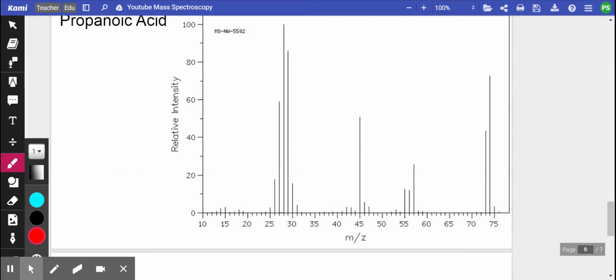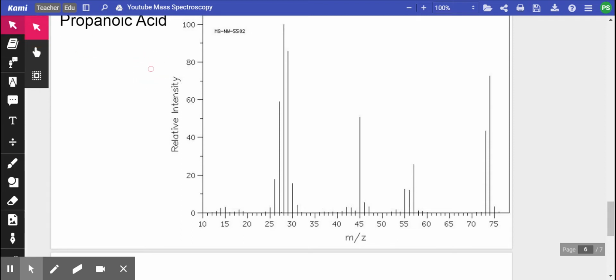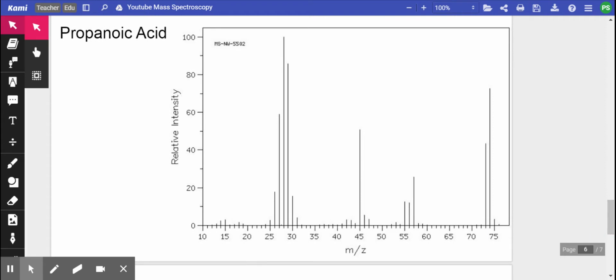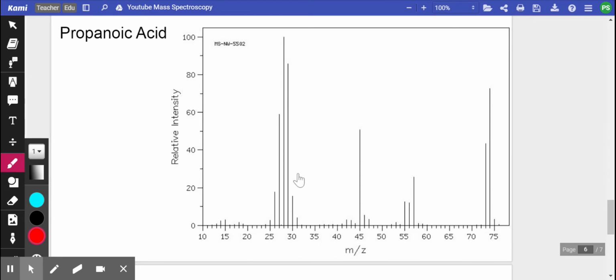Hello everyone, this is part 3 of mass spectroscopy, and we're going to analyze one more mass spectrum to make sure we've all understood. So let's have a look at propanoic acid. Propanoic acid is a carboxylic acid, so it has a C=O double bond and an OH group.